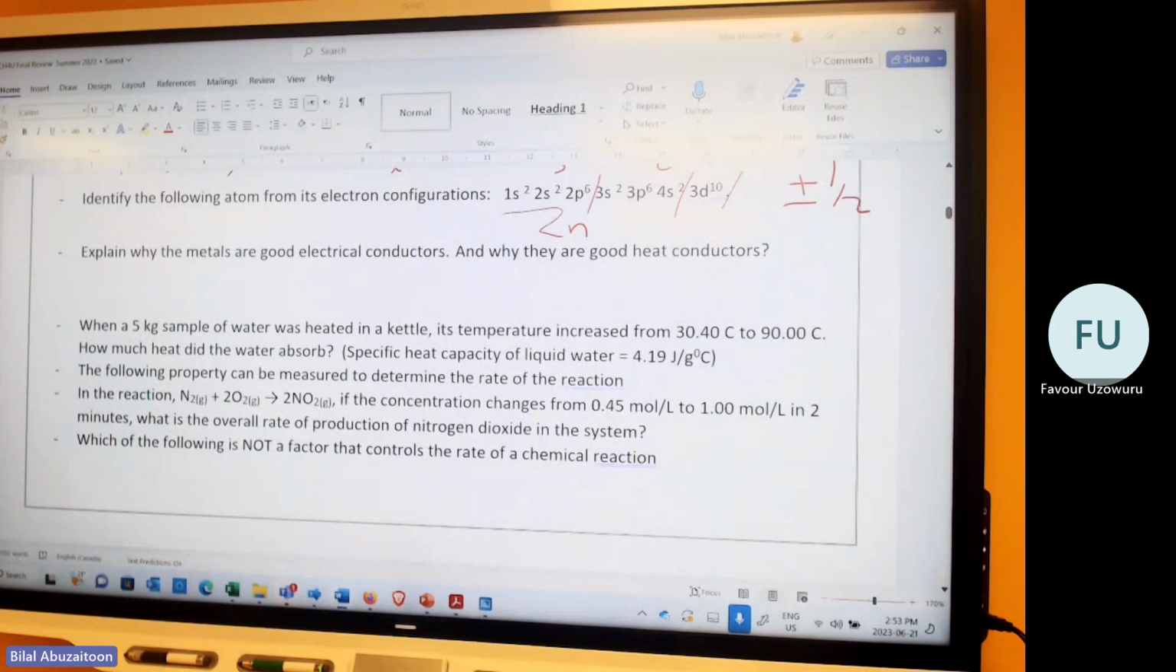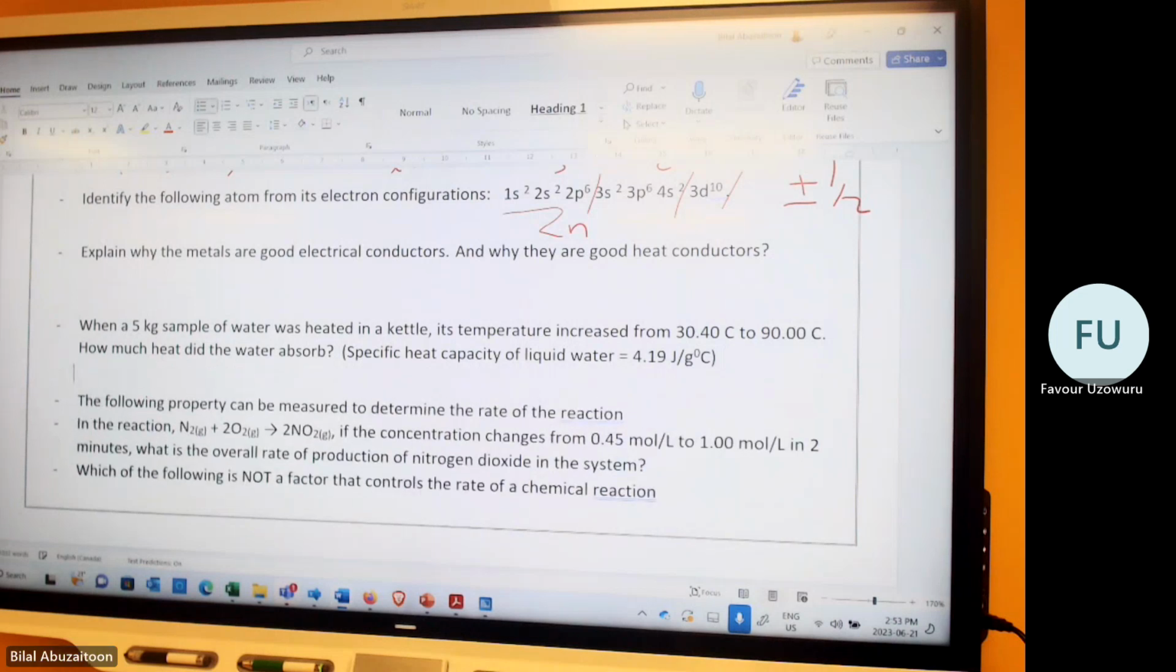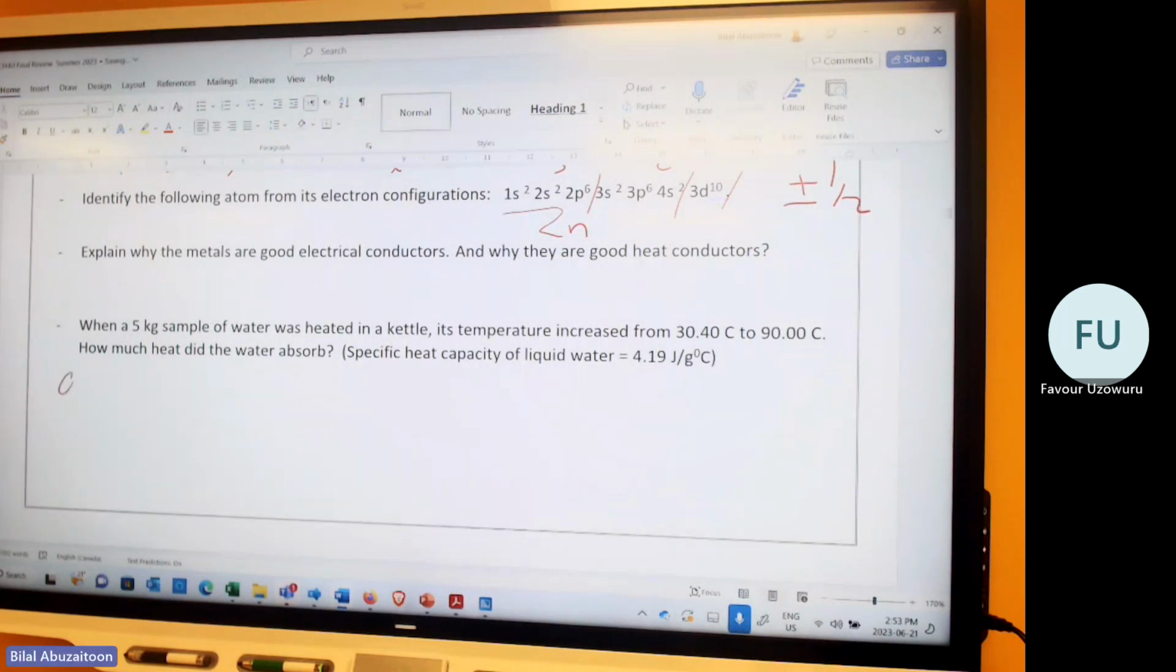When a 5 kilogram sample of water in a kettle is heated, the temperature increases. Now we need to use what? Q equals MC delta T. M is the mass, but it should be 5,000 grams. Be careful: grams, not kilograms. The sample of water is heated until the temperature increases from T1 to T2. How much heat? How much heat means Q. Water absorbs, specific heat capacity, this is C.